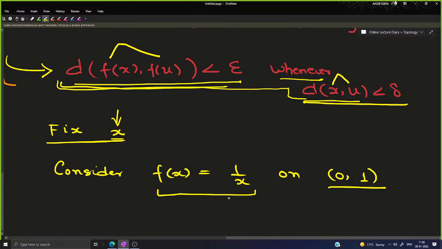Why? Because the quotient of two continuous functions is continuous whenever the function appearing in the denominator is non-zero. अब यहाँ denominator में जो function है वो है x, and x on the open interval (0,1) is non-zero, so therefore this function is continuous. मैं ये clearly लिख रहा हूँ: f is continuous on (0,1).